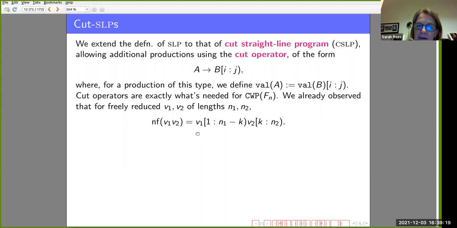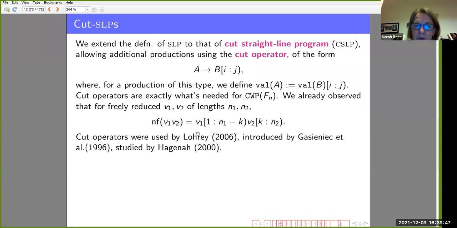So if we add cut operators to our toolkit, then we can build very easily the straight line program that recognizes the free reduction of a word out of the straight line program that generates the word itself, right? If we allow cut operators.